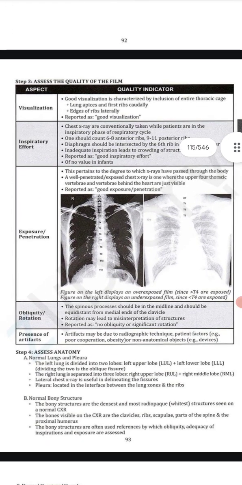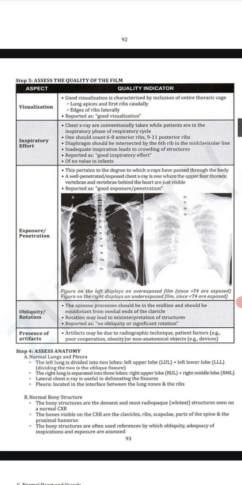Assess the quality of the film. Visualization. Good visualization is characterized by the inclusion of the entire thoracic cage, lung apices and first ribs cranially, and the edges of the ribs laterally. Reported as good visualization.